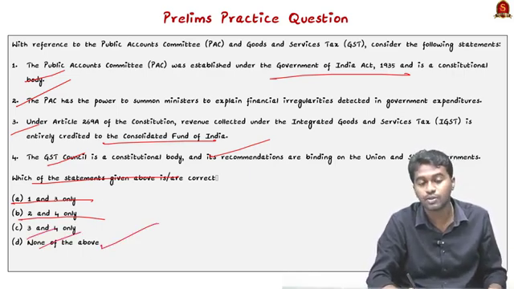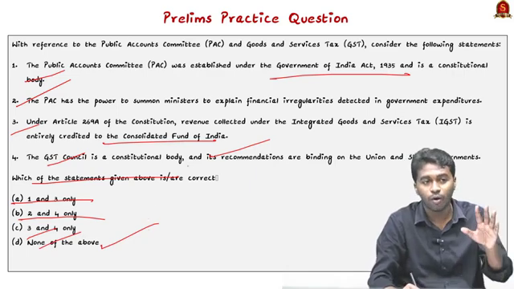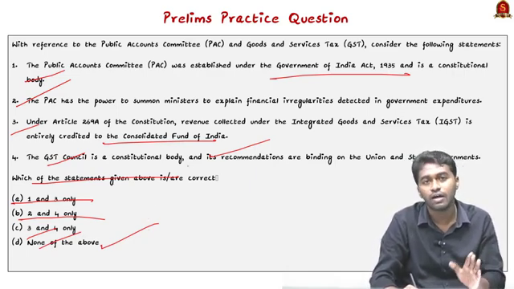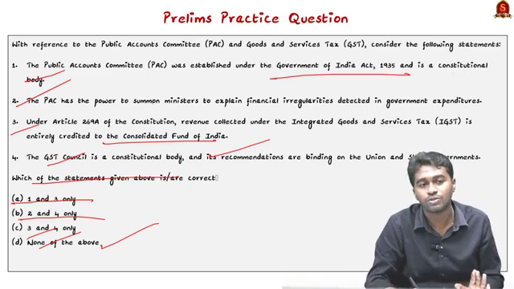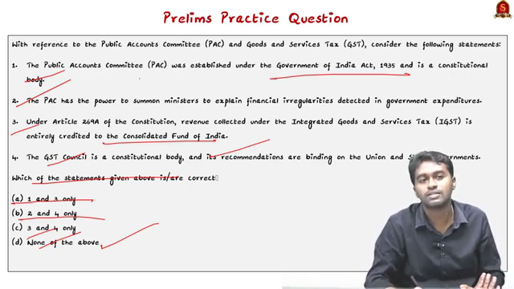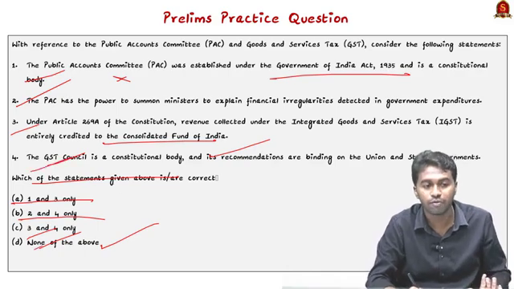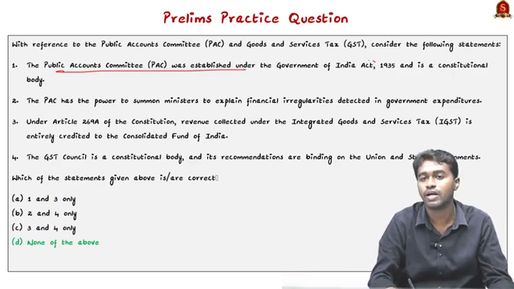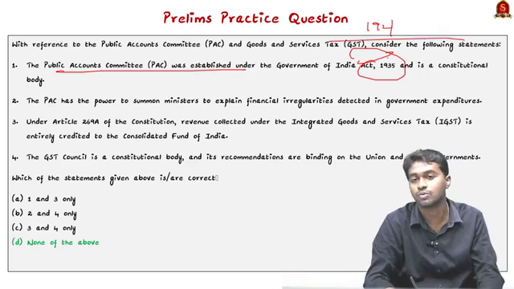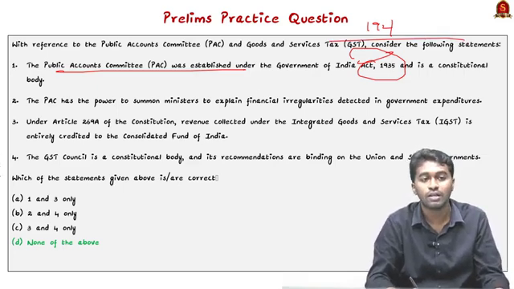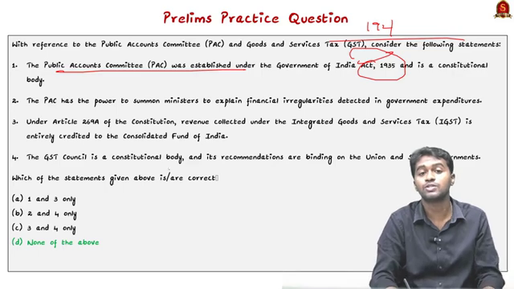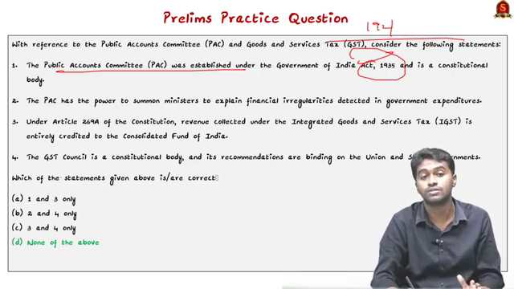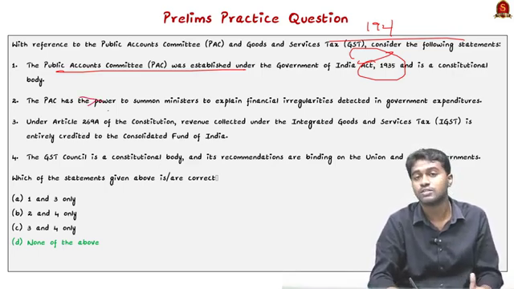The correct answer is none of the above, because all the 4 statements are partially correct and partially wrong. So none of the statements are entirely correct, and therefore the answer is option D, none of the above. The Public Account Committee was established under the Government of India Act in 1935. It is wrong, because the Public Account Committee was established in the year 1921. And the Public Account Committee has a power to summon ministers to explain the financial irregularities. Definitely no, that statement is incorrect.